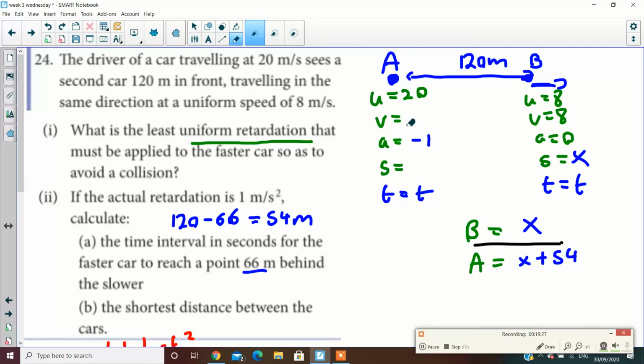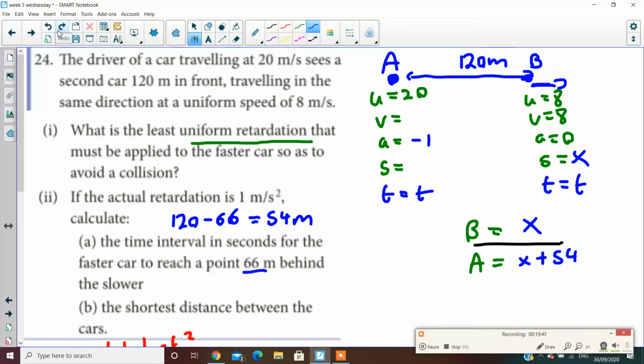Just says that you've got to reach 66 meters behind the other car. You might be going faster. You could be going something like 12. You're 66 meters behind the other car, but yet you're still catching up afterwards, aren't you? So that could happen. So you don't know the V value. V value doesn't exist at the moment, okay?